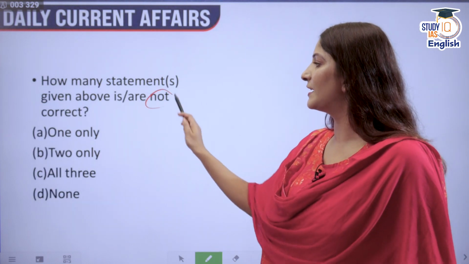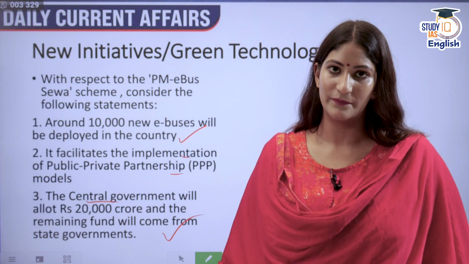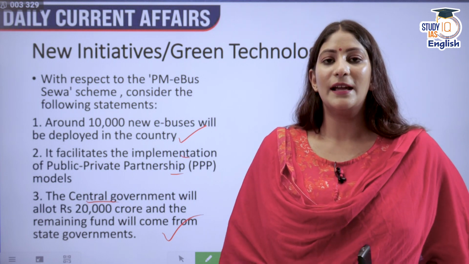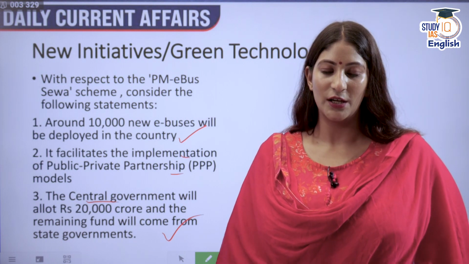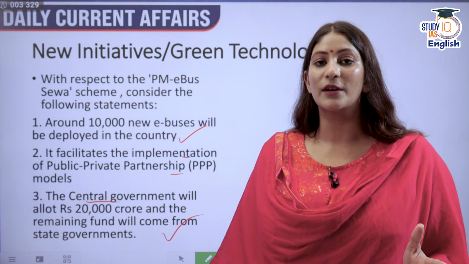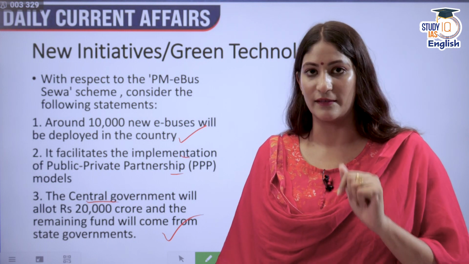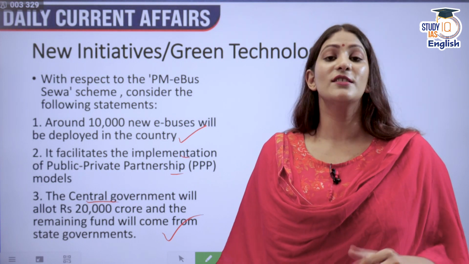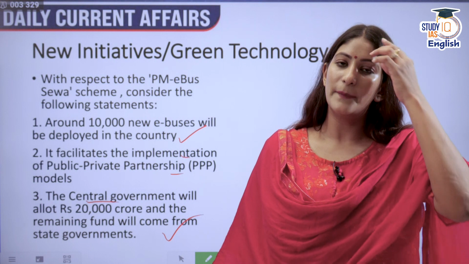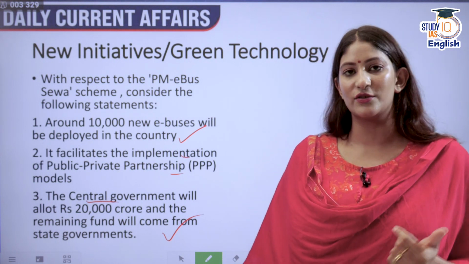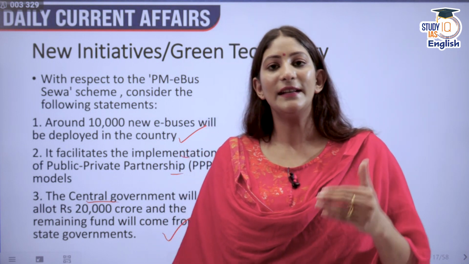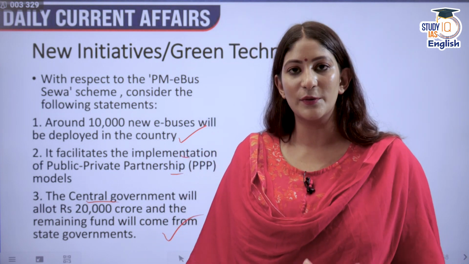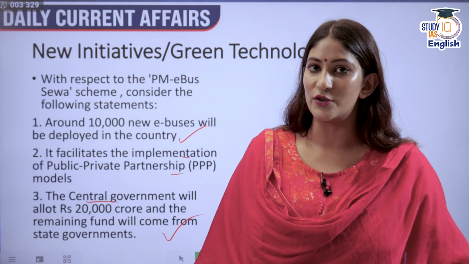So how many of the statements given above is or are not correct? Under the PM e-bus Sewa scheme, what does the government aim to do? To ensure that transport and mobility is green. Green as in, it is not emitting carbon. But one should think that the electricity that we are going to need will come from coal only. So the government needs to ensure that the electricity being produced is from renewable energy.